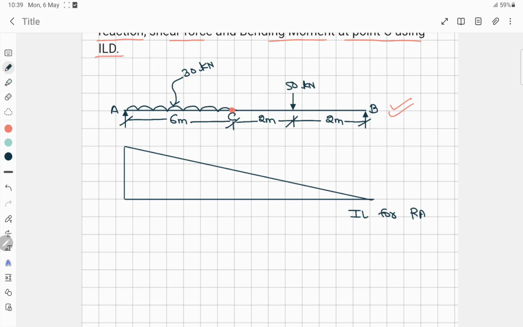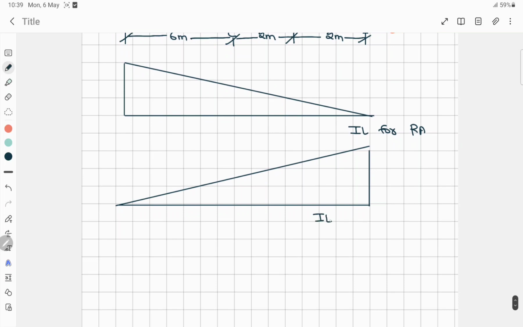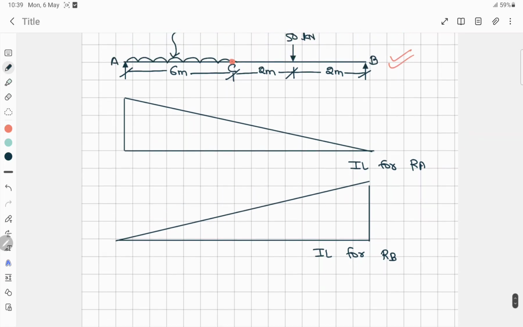Now I'll draw the influence line for RB. It was straight here, up, sorry, this one, and I have to draw like this. And this one is the IL for RB.